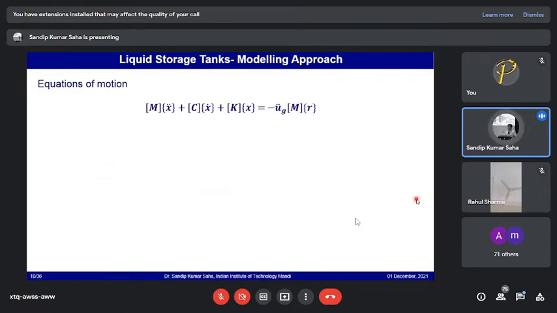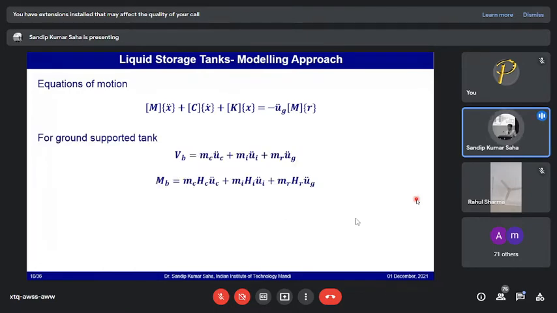So the equation of motion typically looks like, as you all know, the mass times acceleration plus damping times the velocity plus the stiffness times the displacement of each degree of freedom. And here the mass, stiffness, and damping matrices can be obtained and arranged depending on how they look, whether it is ground supported or supported on staging. Accordingly, these M, C, and K matrices can be formulated. Again, the reference for those matrices can be taken from the literature that I mentioned in the earlier slides.